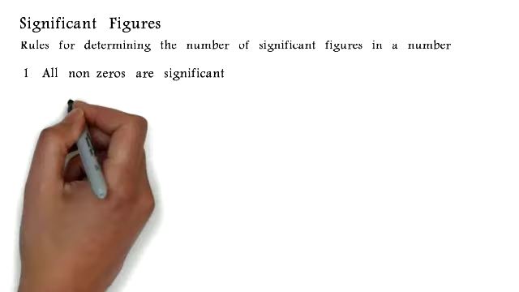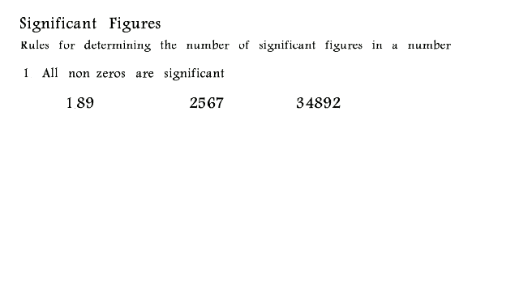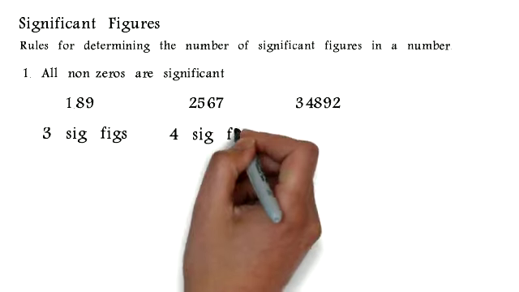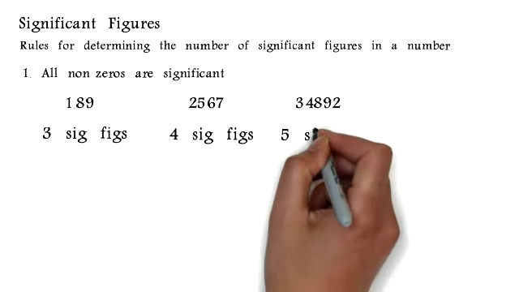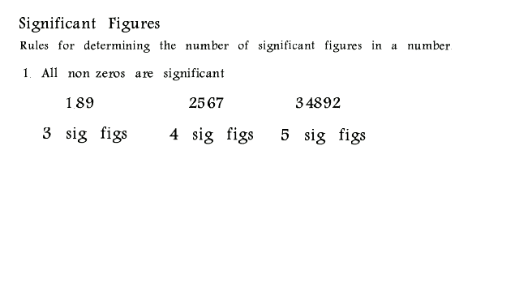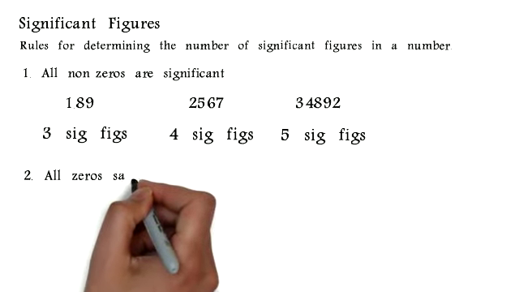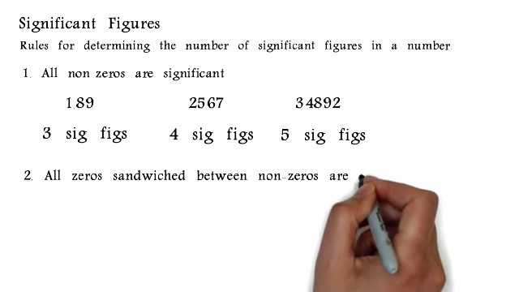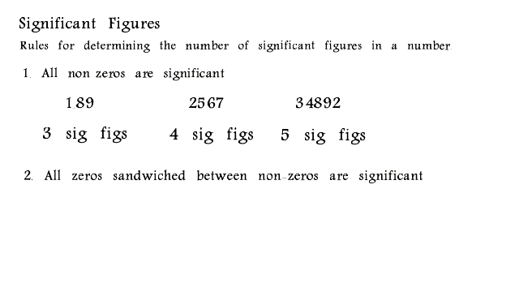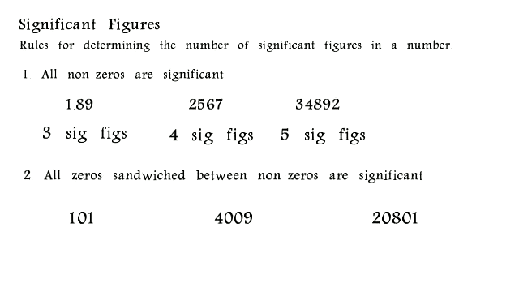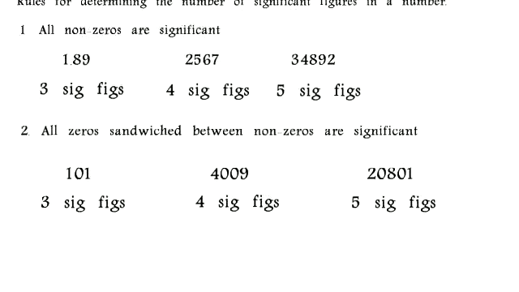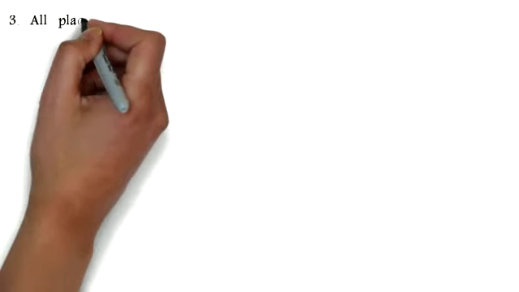So I have here three numbers, and in the first number, 1.89, there are three significant figures, or three sig figs. In the second number, there's four sig figs, and then in the third number, there are five sig figs, as they're all non-zeros. Now the second rule is also fairly simple, and it says that all zeros sandwiched between non-zeros are significant. So again, I've laid out three numbers, and there are three sig figs in 101. There are four sig figs in 4009, and then in 20,081, there are five sig figs.